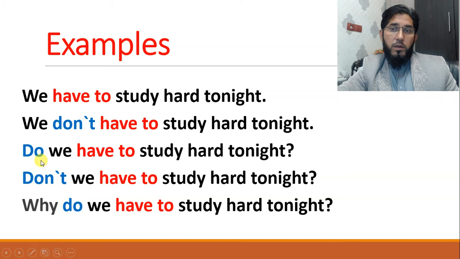And if you want to make a yes/no question, use the principal auxiliary do at the beginning, and then subject, and then have to. Do we have to study hard tonight? Yes/no question. Yes, we do. No, we don't. That could be a short answer.